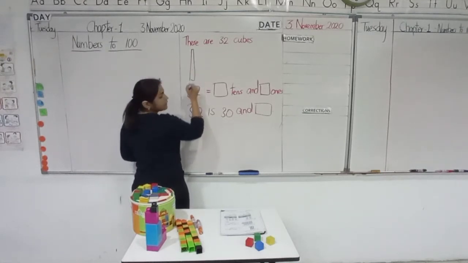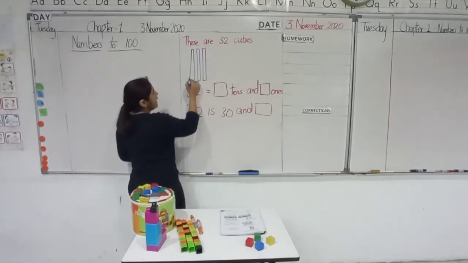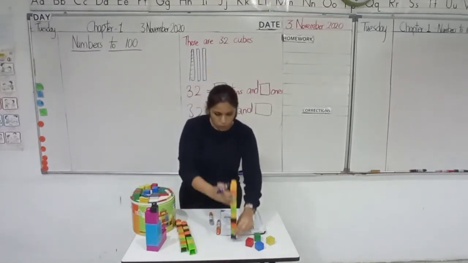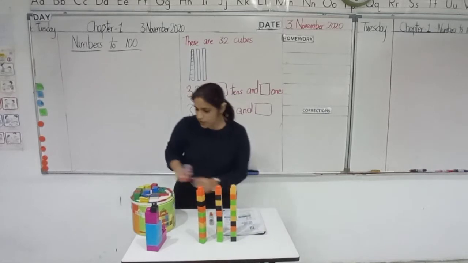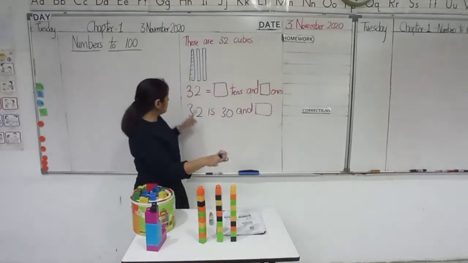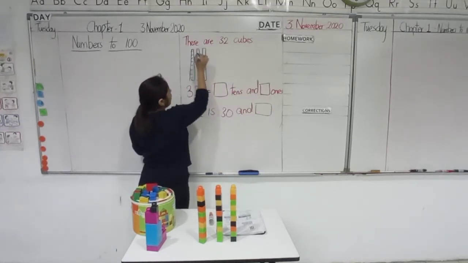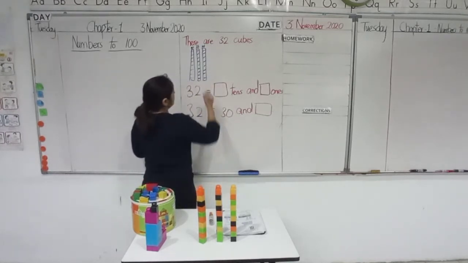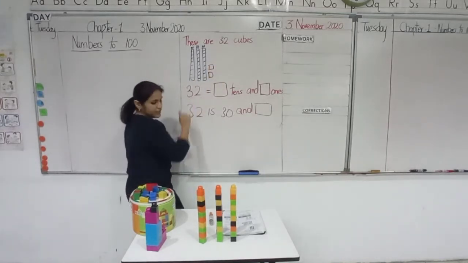There are 3 sticks of green cubes. So each stick has 10 cubes. Just like this. 10, 20, 30. Please look here. 30. I also have 30 here. There are 3 sticks of tens. Okay, 10, 10, 10. How many ones? There are how many ones? There are only 2 ones. Okay, so it is making 32.